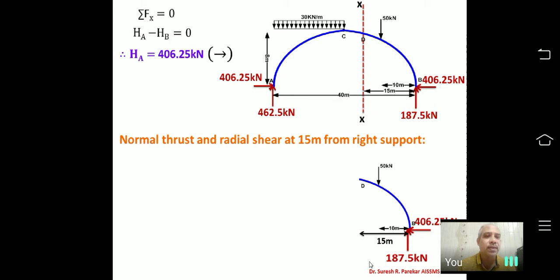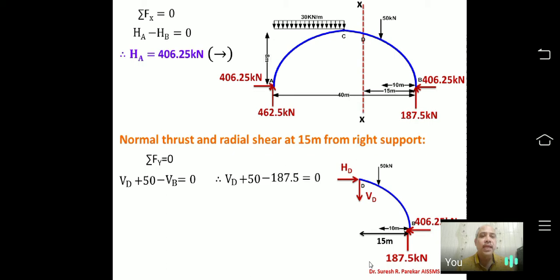Now you can see 187.5 upward, and we have only 50 downward, so automatically VD should be downward, and 406.25 towards left, so automatically we have H 406.25 towards right. So I will show accordingly this direction. So once I know this, then we can have ΣFy = 0, so VD plus 50, because we have considered right side, so right side we have downward plus, upward minus, and therefore we have minus VB equal to 0.